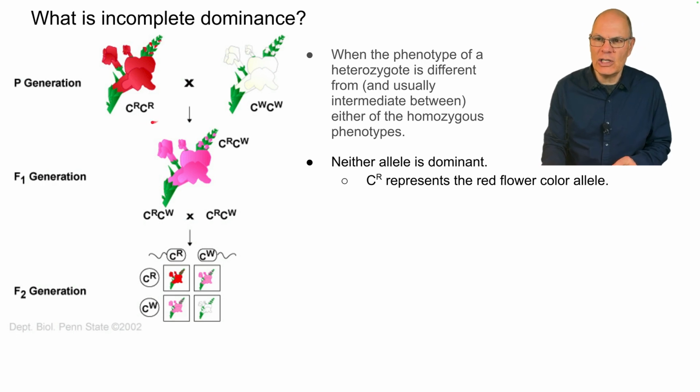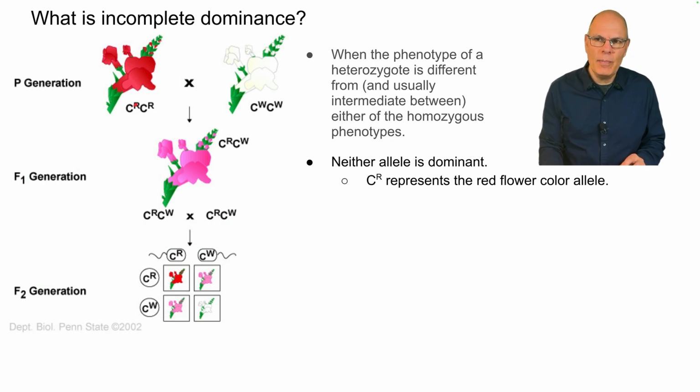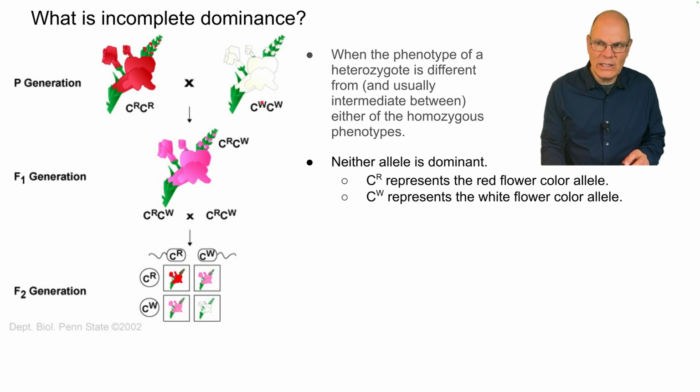This is carnations, and C big R with a superscript represents the red flower color allele. C big W with a superscript represents the white flower color allele. So here's our P generation, C big R, crossed with C big W. The F1 generation, they're all hybrids, C big R, C big W, but they're pink.